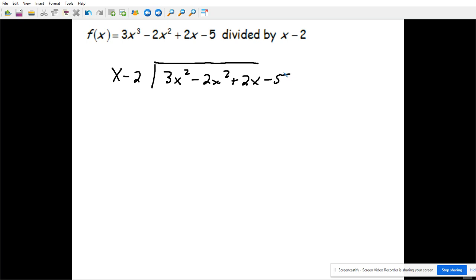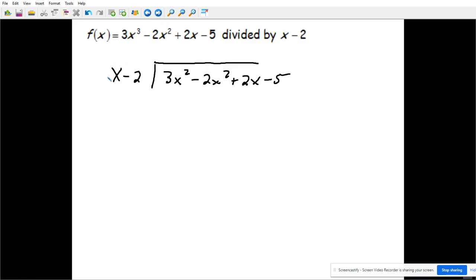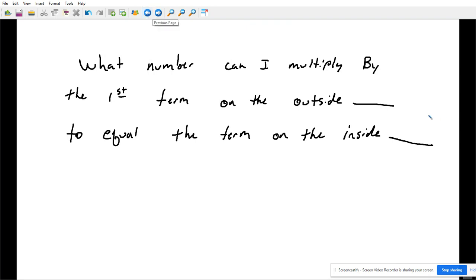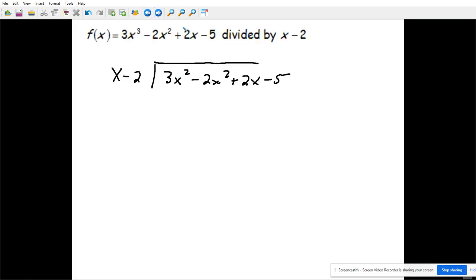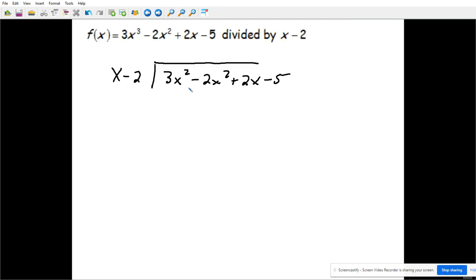Okay, so now I want to ask myself this question. What number can I multiply by the first term on the outside? What's the first term on the outside? Well, it's x. So I'm going to fill this in to equal the first term on the inside. What's the first term on the inside? 3x cubed. So what can I multiply by x to equal 3x cubed? The answer to that is 3x squared, right? 3x squared times x is 3x cubed.